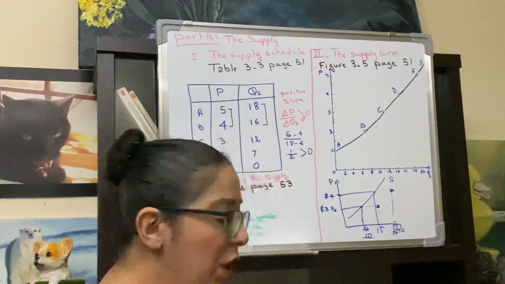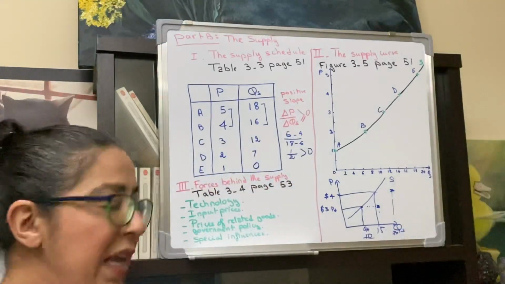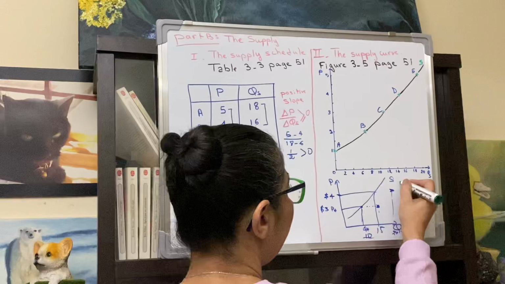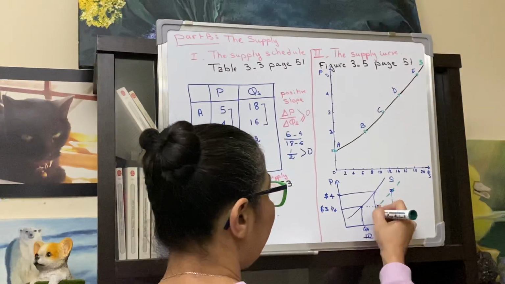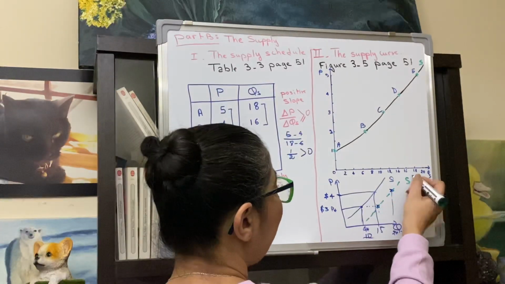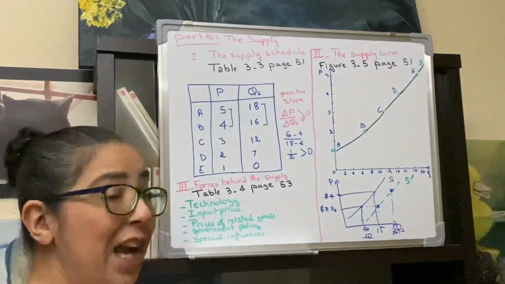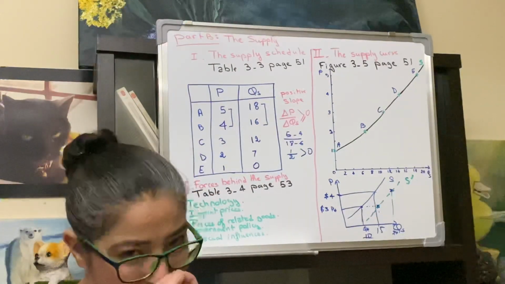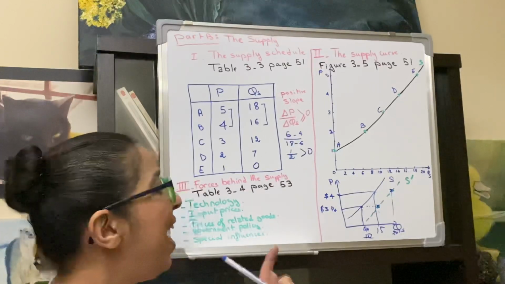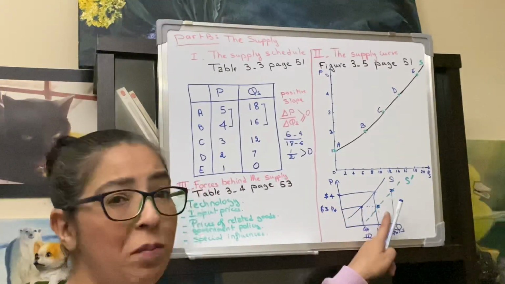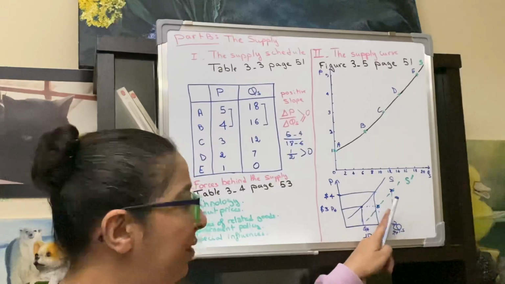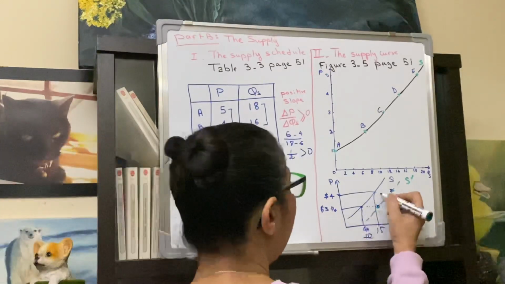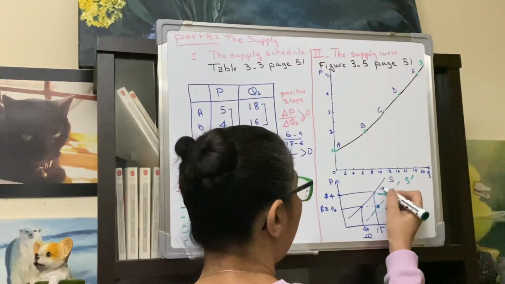Okay? So look at your curve, what it's doing. It's going to shift to the right. That's your new S. Even though it looks lower than the old supply, it's actually an increase in supply. Okay? It's a shift in supply.